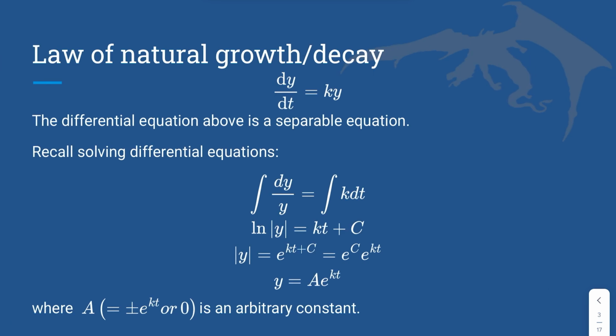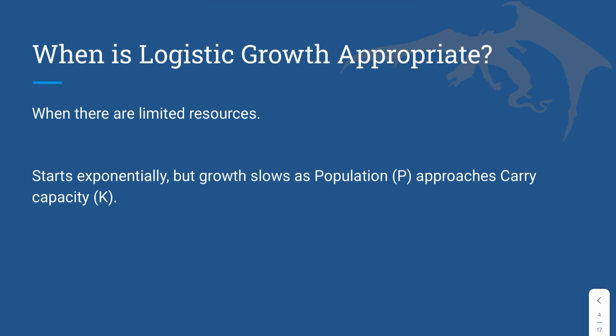Now, we see the law of natural growth and decay is a separable differential equation, and we just want to recall solving differential equations in general. It's good practice. And we see that our solution is y equals a times e to the kt, where a is an arbitrary constant.